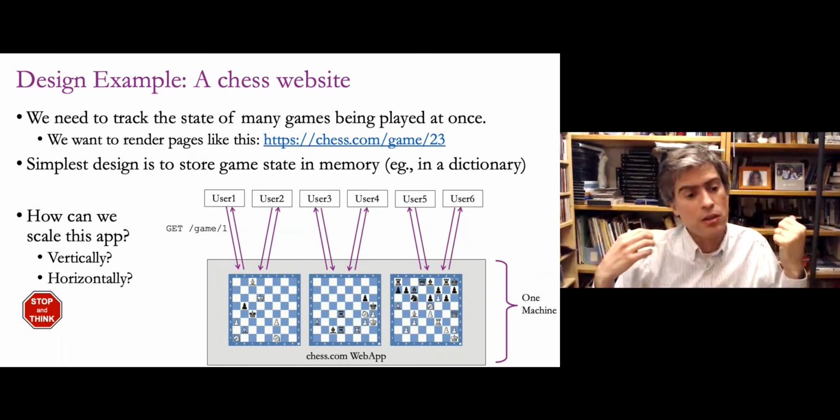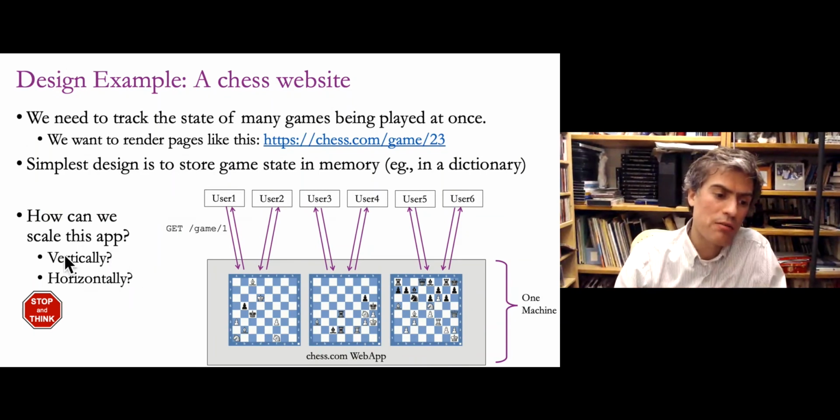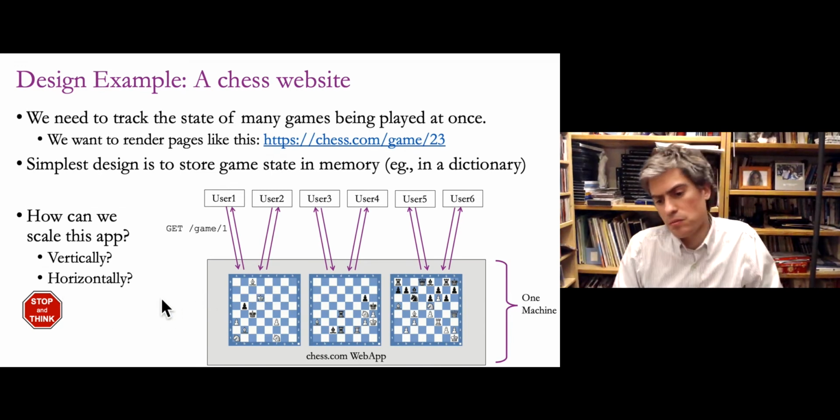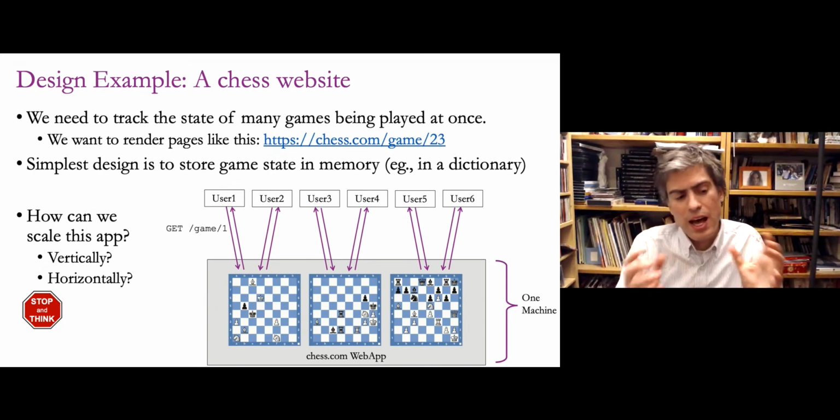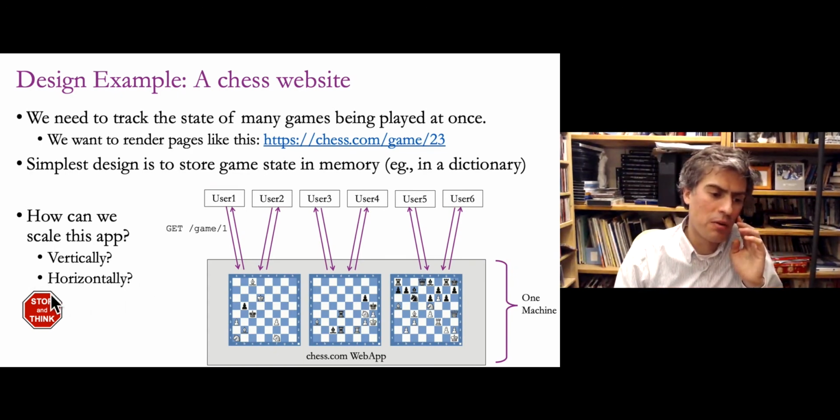Okay. Now, that's all well and good, but let's say you want to scale this up to handle millions of users. How would you scale this application? How would you scale it vertically, and how would you scale it horizontally? I want you to stop and think about this for a second. Just at a high level, without too much detail, what would it mean to scale it vertically, and what would it mean to scale it horizontally?